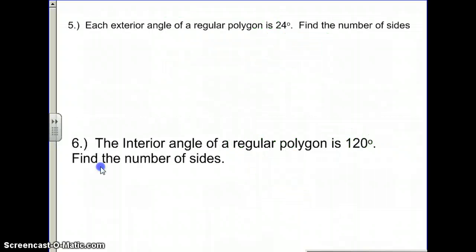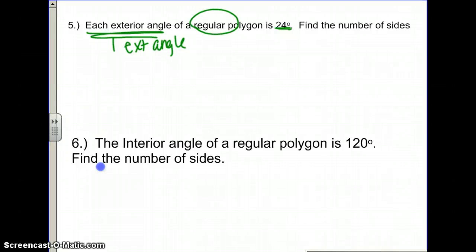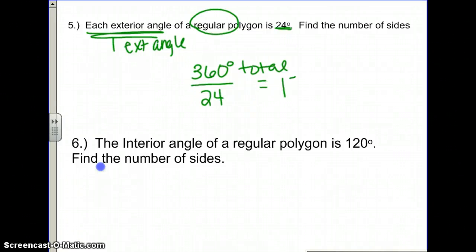Last 2 examples here. Each exterior angle, so that's one exterior angle, not the sum like last time, of a regular polygon is 24 degrees. Find the number of sides. Let's take a second and think about this. We have a regular polygon, so all of the exterior angles are 24 degrees. Didn't we say there are 360 degrees total? If we divide that by each of the angles, shouldn't that tell us how many angles there were, which is the same as how many sides there are? So if we take the total of the exterior angles divided by one of those exteriors, it tells me how many angles or sides there are. So 360 divided by 24 equals 15 sides.